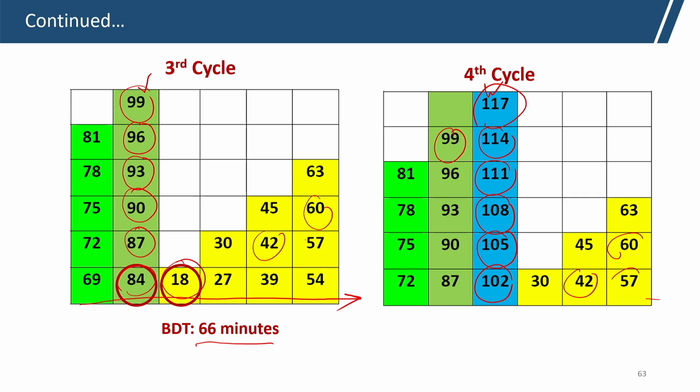Now, if you see here, in this case, fourth cycle, the blending delay time will be, the maximum is 102 and minimum is 30 in this way. So, the difference is 72, that is the blending delay time.